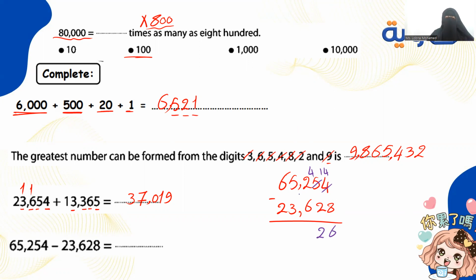2 minus 6, oh, again, so small. So it can't be. So I borrow 1 from 5. 5 will be 4. And these 2 will be 12. Now we have 12 minus 6. It's 6. After this, 4 minus 3, it's 1. And 6 minus 2 is gonna be 4. So our answer here is what? 41,626. Okay, I think this one is easy for you.